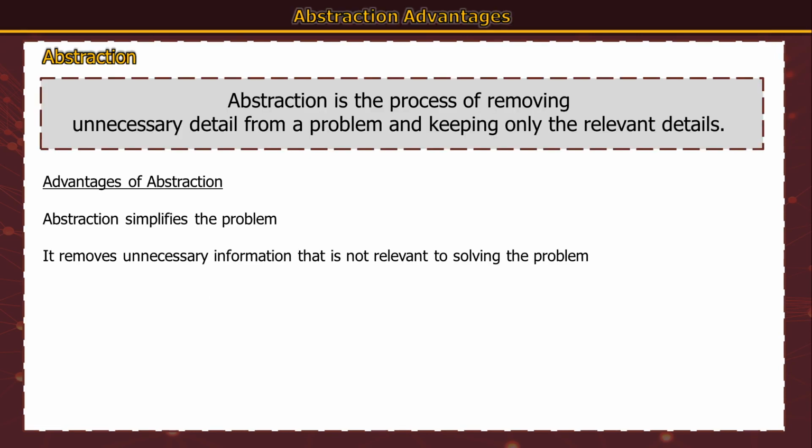So let's just do a quick recap. Abstraction is the process of removing unnecessary detail from a problem and keeping only relevant information. The key advantage of abstraction is that it simplifies the problem. It removes all unnecessary information that is not needed, making it easier to solve the overall problem and see the direct thing that we're being asked to do.